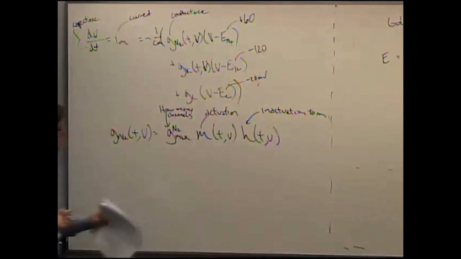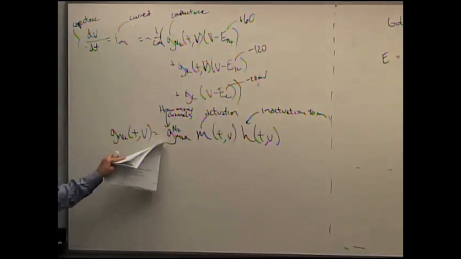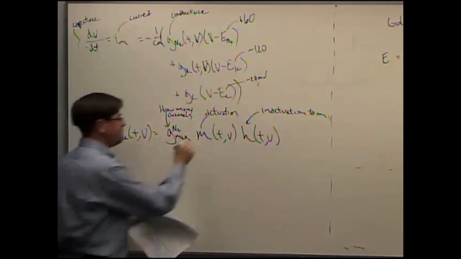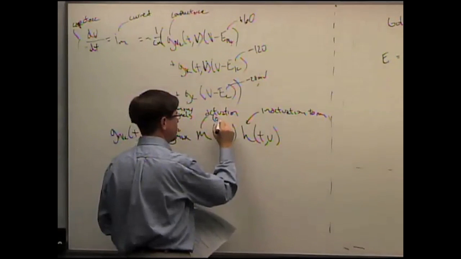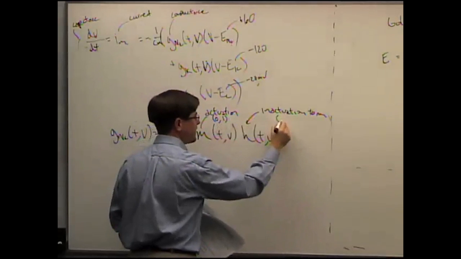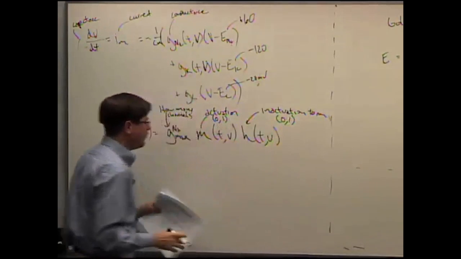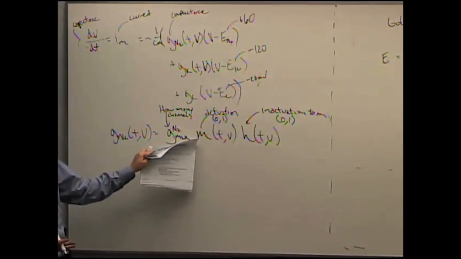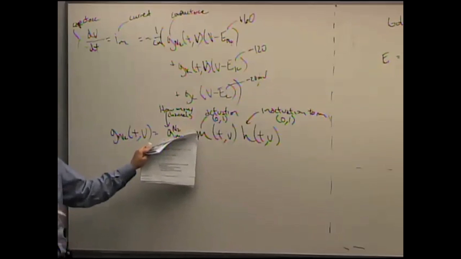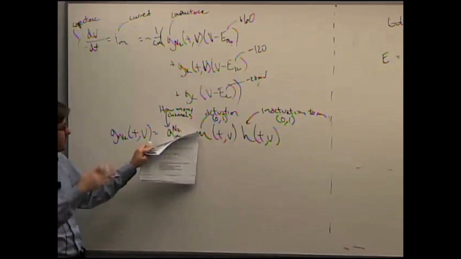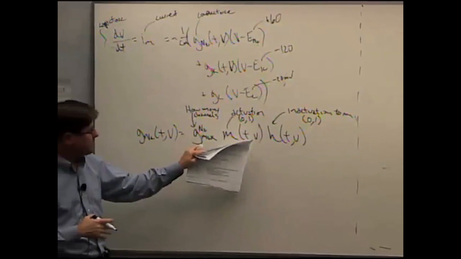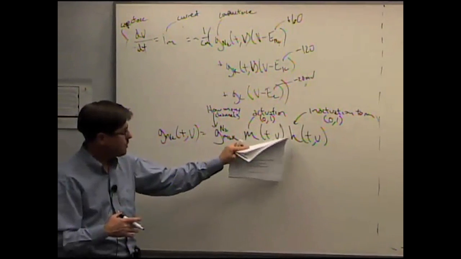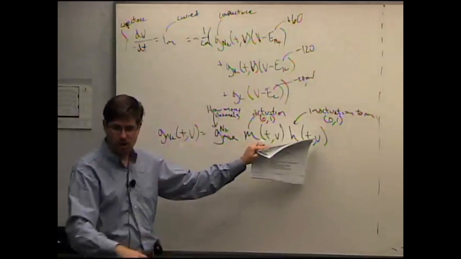So we look to see what the maximum is. We multiply it by the activation, and this is a value between 0 and 1, and the inactivation, 0 and 1. And what we'll find is that this activation opens up quickly. It is a very fast thing as the cell depolarizes. And then slower, but later to come on is this one.